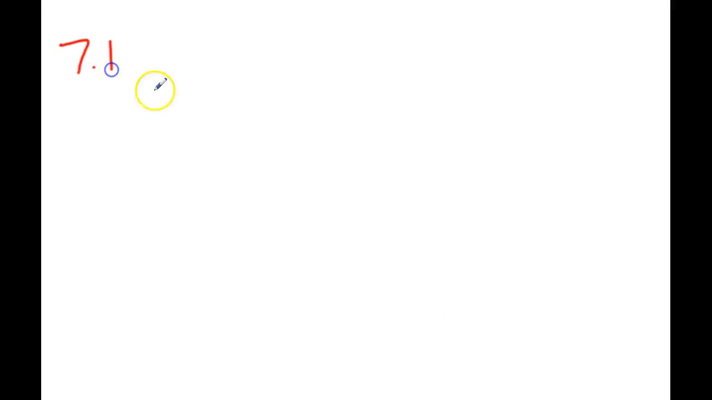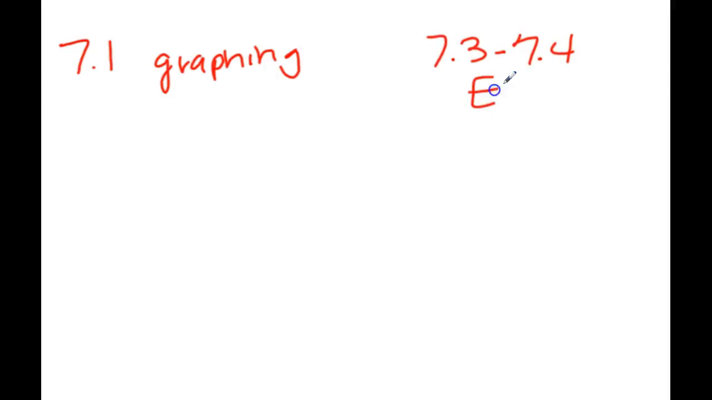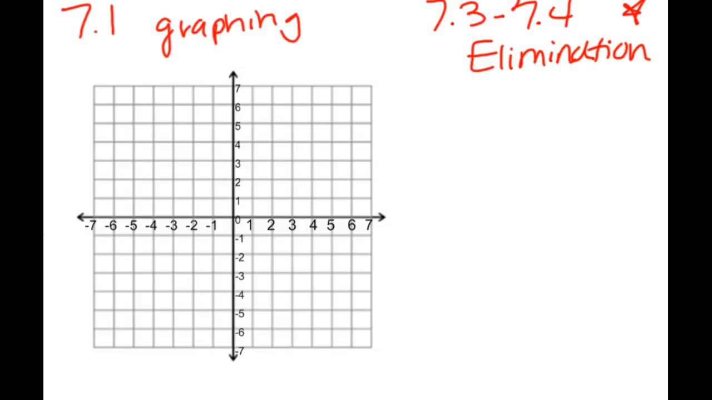The first is 7.1, solving by graphing. And the second is 7.3 and 7.4, which is solving by elimination, which is most people's favorite, the ones that we worked on most recently. So first, solving by graphing.